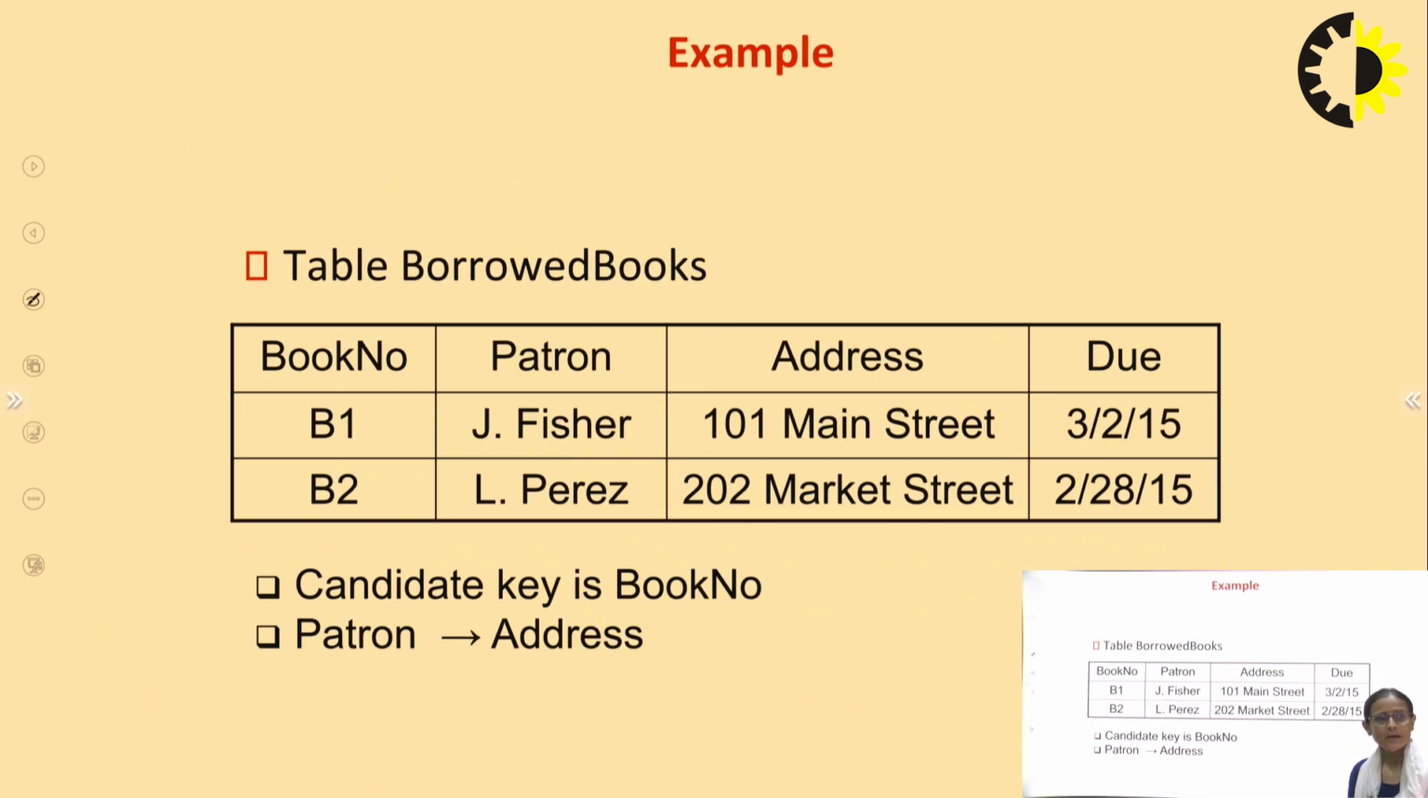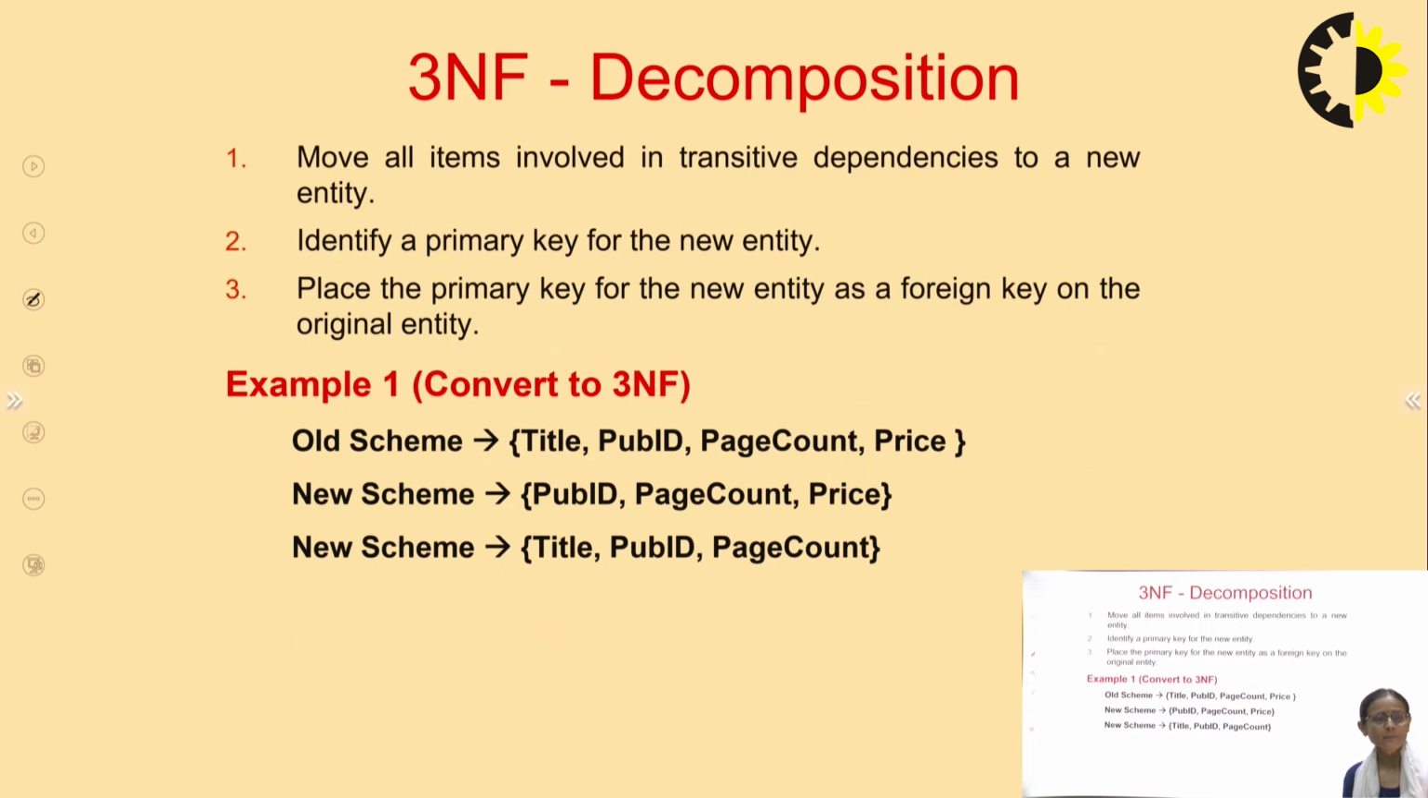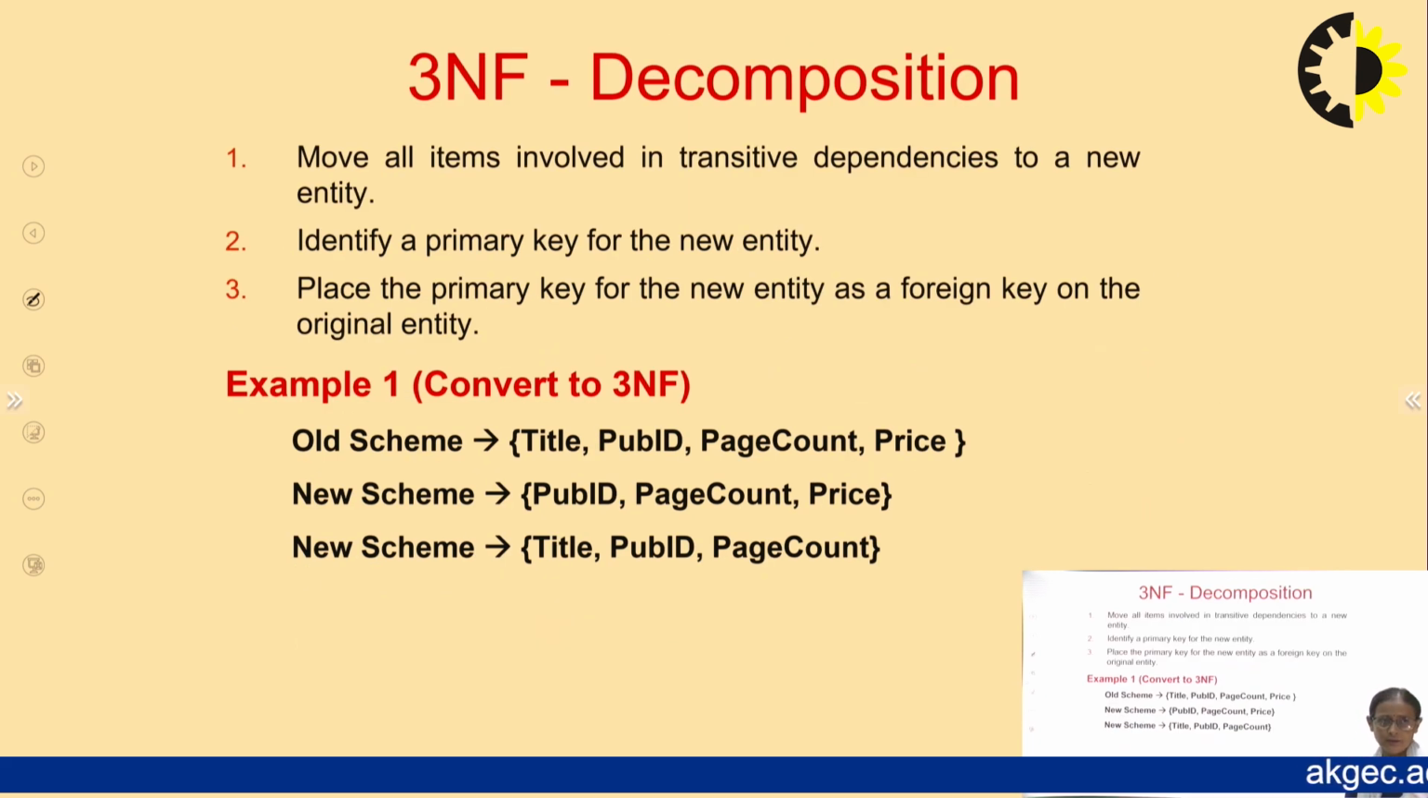This is another example. Here we are having the dependency between patron and address, and the key is my book number, and due to this particular dependency, my table is not in 3NF form. How do we make our database table into 3NF form? We go for the 3NF decomposition. How do we do this? Move all the items involved in transitive dependencies to a new entity.